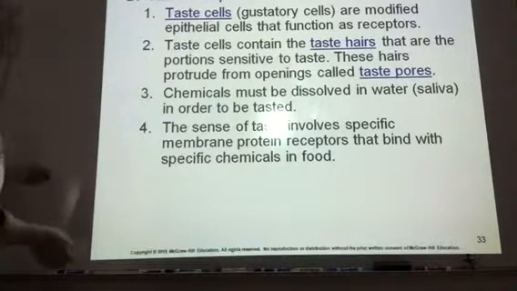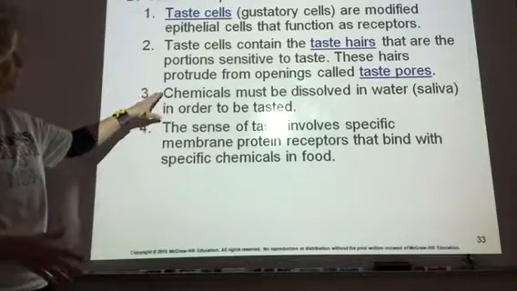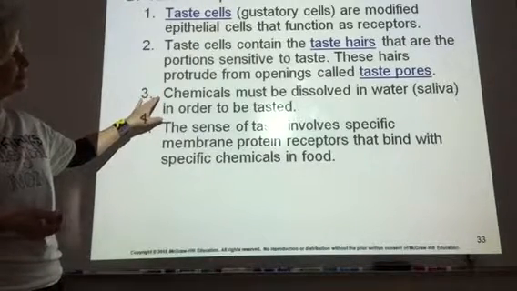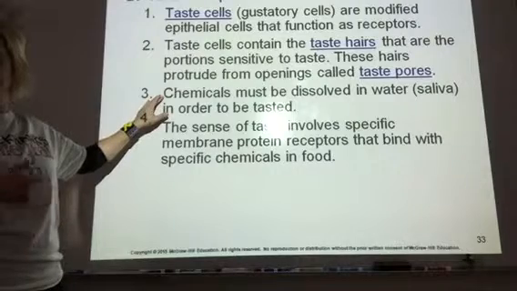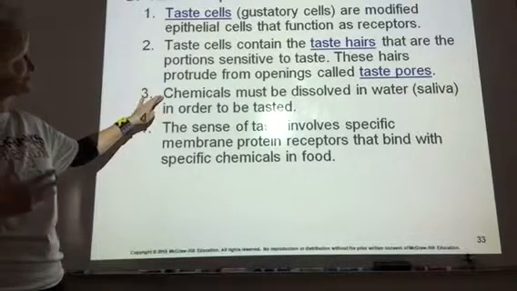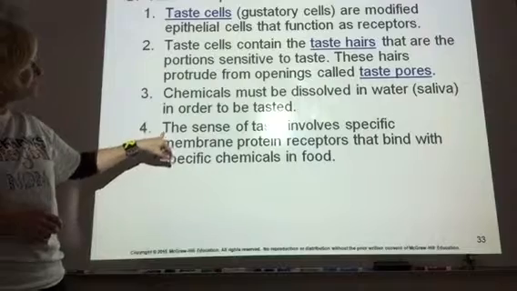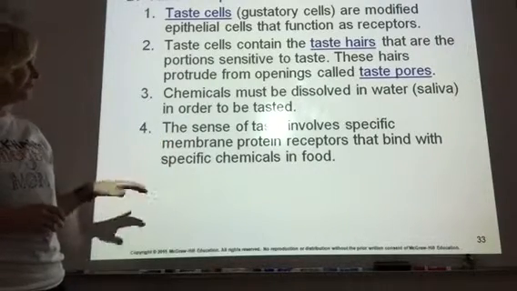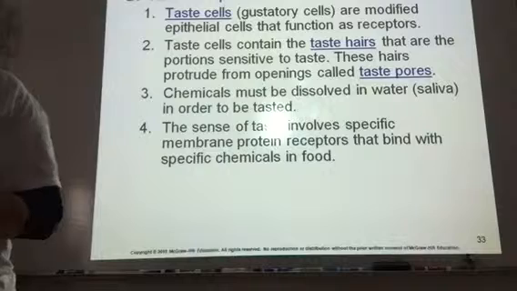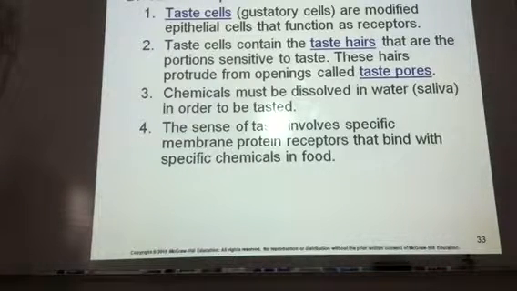Here again, the chemicals have to be dissolved in something liquid, so your saliva is what helps to dissociate or disperse those chemicals so that you can taste it. The sense of taste involves, again, specific protein receptors. They're going to bind with certain chemicals. So the same thing, once you've eaten broccoli, that taste you associate with broccoli, that specific chemical is going to bind with a certain receptor.